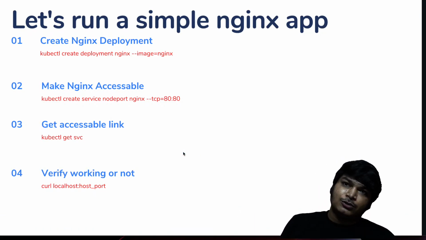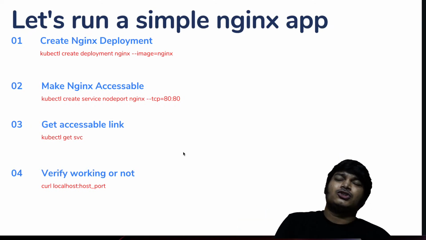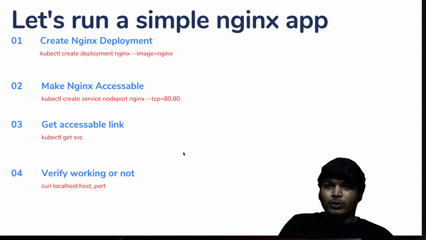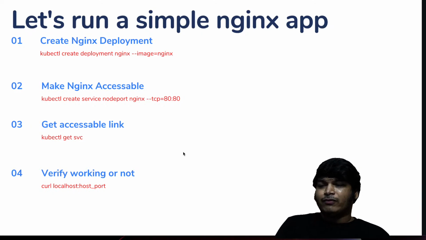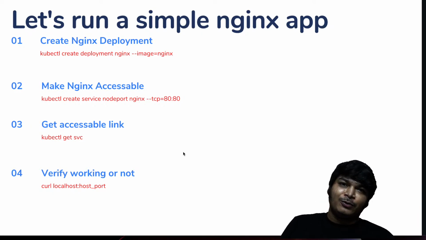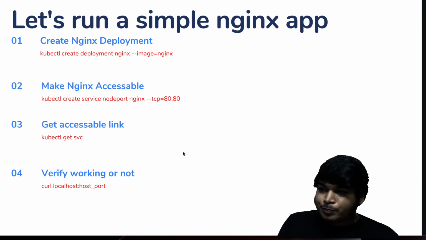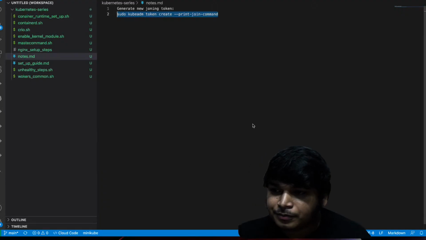And we'll get the service. So we'll get the port it's running on, and we'll try to access that port and verify it's running by doing a curl command. So that's what we'll do, and we'll go right now.